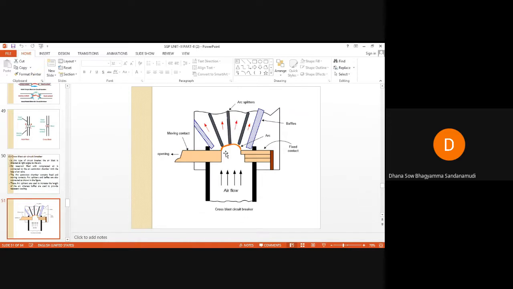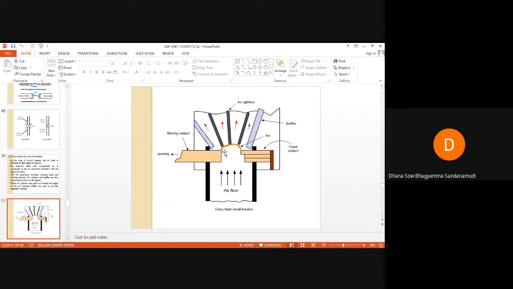The arc splitters will increase the length of the arc, and since resistance is directly proportional to the length, if the length of the arc increases, resistance also increases, meaning the dielectric strength of the arc path is increasing. The increment in the length of the arc will increase the dielectric strength of the path, and finally it will interrupt the flow of current. Hence the arc is extinguished.